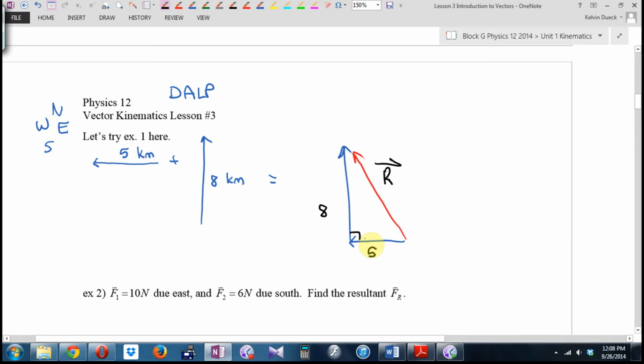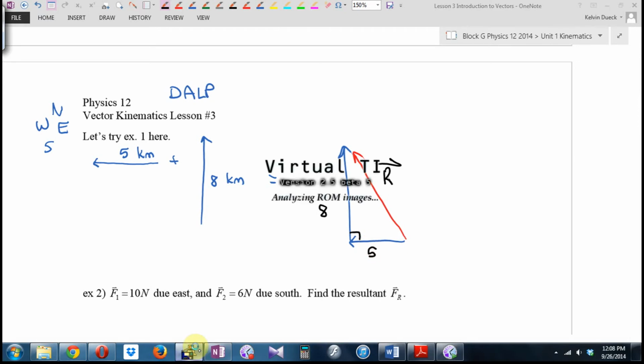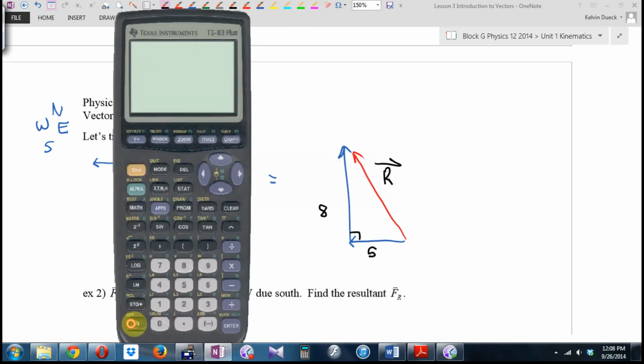How can I find the magnitude of this particular vector? Pythagoras. I am fine if you are comfortable enough with Pythagoras to go straight to your calculator and go 8 squared plus 5 squared equals, square root. If you can go straight to that and show no work in your homework, I'm good with that, Josh. On a test, I'd probably show the work because I don't want to make a mistake, just in case I trip on my brain.